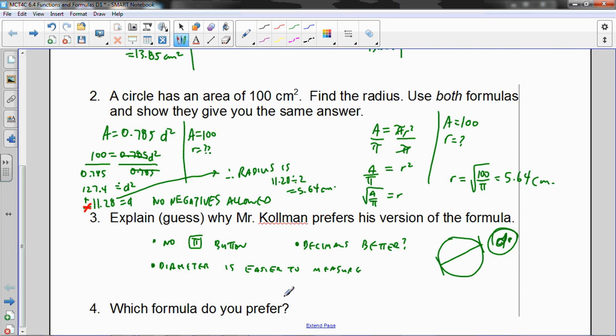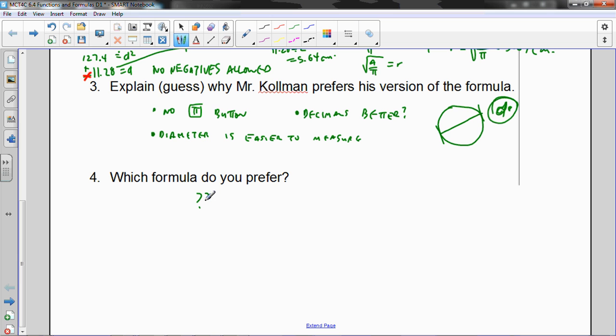Well, what do you think? Which one do you prefer? Of course, I love the formula that's got a cool symbol like pi in it. Like, look at how awesome that symbol is. Wicked. Pi.